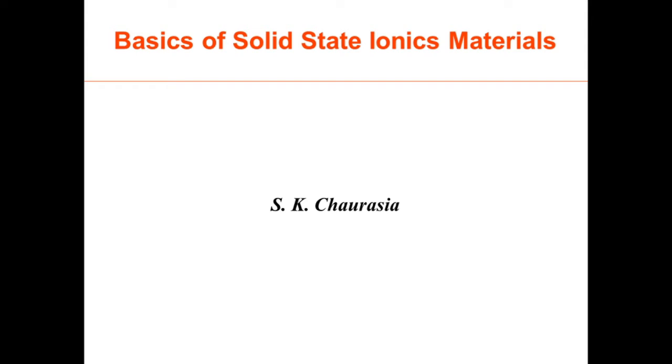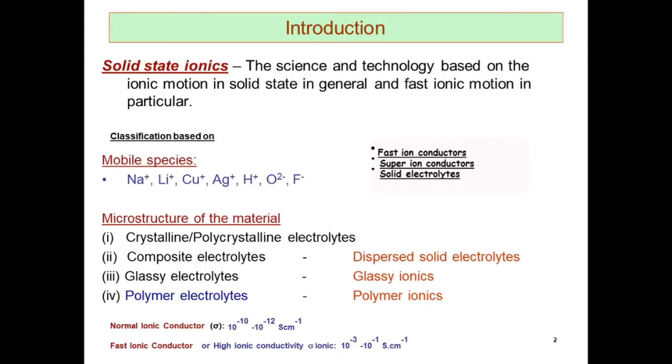The branch of science and technology which discusses the motion of ions in the solid state is known as solid state ionics or fast ion conductors. These materials can be classified on the basis of the mobile ionic species, such as sodium ion conductors, lithium ion conductors, silver ion conductors, and so on, or on the basis of their microstructural property.